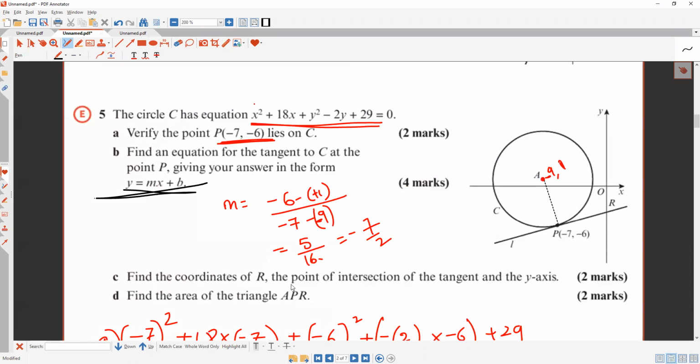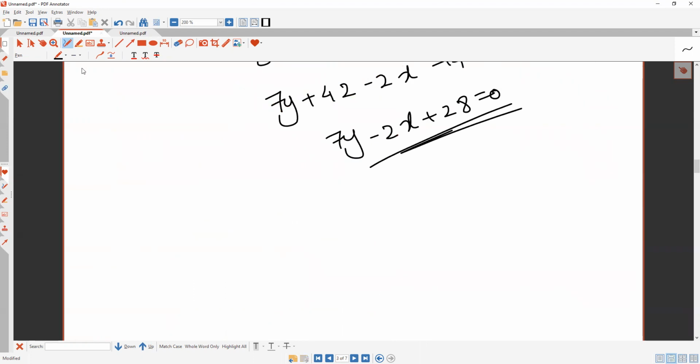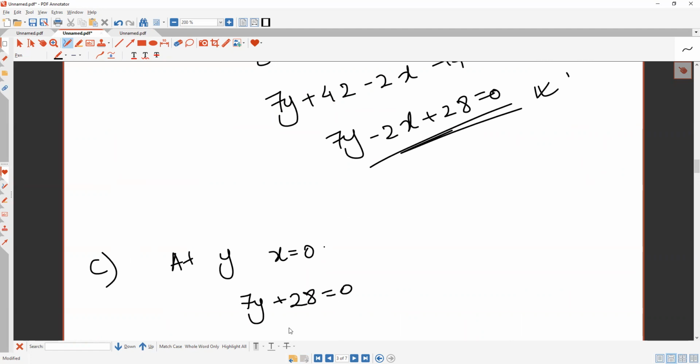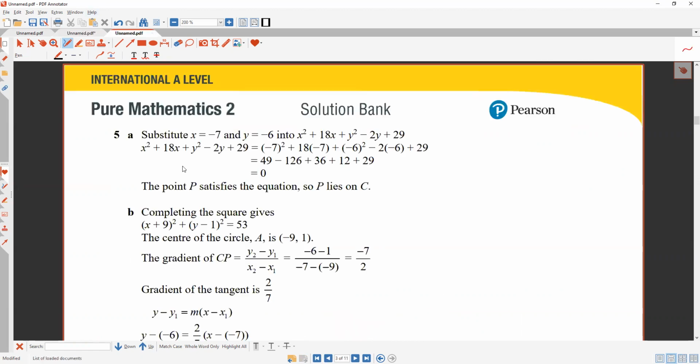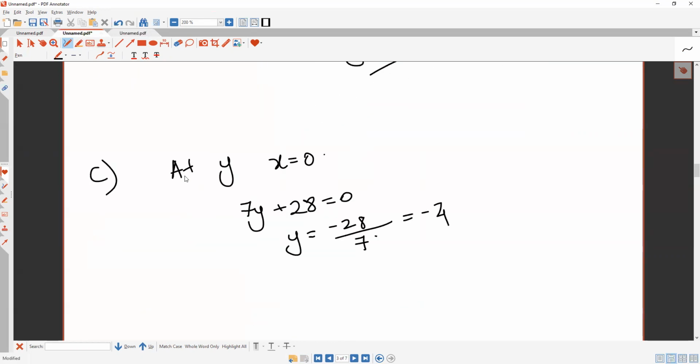Find the coordinates of R, the point of intersection of the tangent and y-axis. In y-axis, x is 0, and this is my tangent equation. This is my c part. At y-axis, x equals to 0. You should know that. So if your x is 0, 7y plus 28 equals to 0. Y is equal to minus 28 divided by 7. Minus 4 is your answer. Y is equal to minus 4. Let me double check. Yes, it is minus 4. And they said to find the coordinate. So 0 comma minus 4 it is.